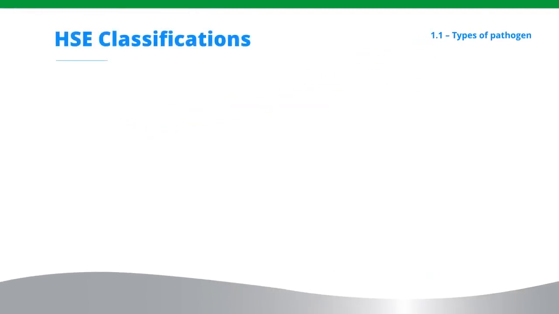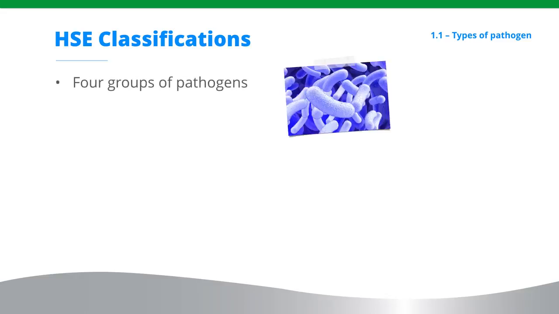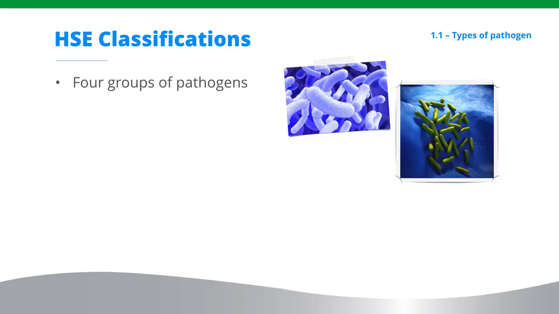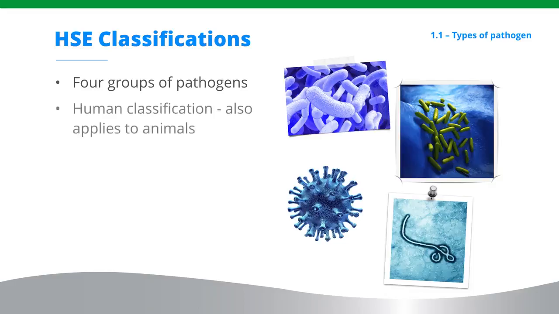The UK's Health and Safety Executive is responsible for the control of licences under the Specified Animal Pathogens Order. The HSE uses 4 standard classifications of pathogens, or groups as they are known, according to their individual risk to human health. These groups and their threat levels equally apply to animal health. For this reason, we also mention zoonotic diseases, which means the disease can be transmitted between humans and animals. Let's now look at these 4 groups in more detail.